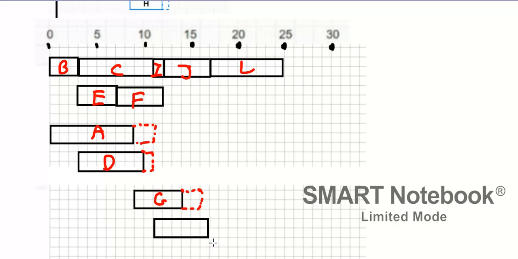Any wiggle room on delaying it at all? 1 minute. Okay. Sorry, did that one wrong. Did we say 11 to 16, was it? Thanks.